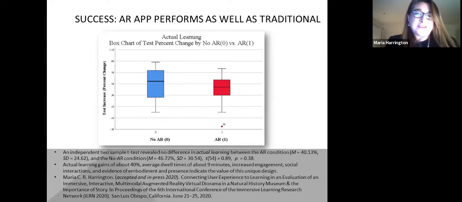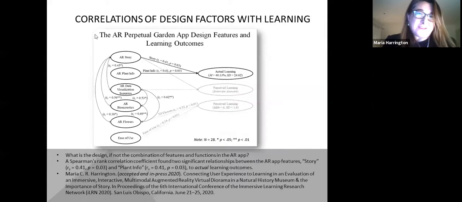In addition to that, there were all these other reported benefits. We had increased engagement and social interactions and evidence of embodiment and presence that perhaps enhances the use of this technology. So we have the evidence that there's learning and evidence that there is engagement and motivation. All right, what are the factors in that design that cause that learning?